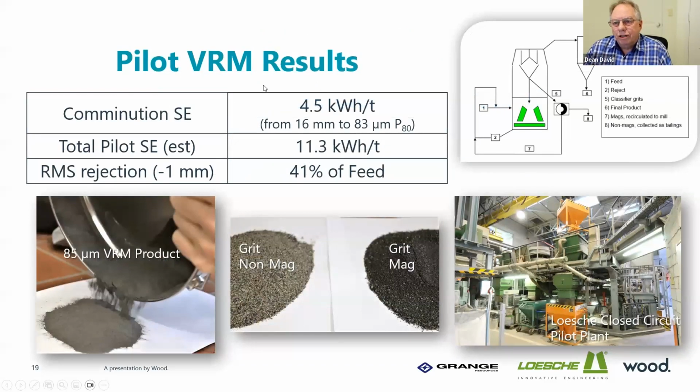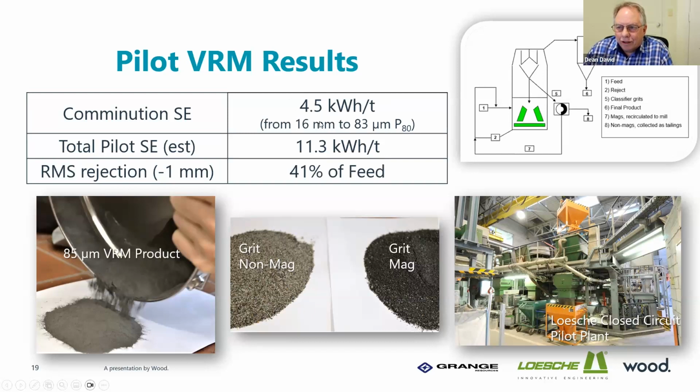So what was the pilot VRM like? The comminution specific energy, remember we had nearly 20 kilowatt hours per tonne for the AG circuit. The comminution specific energy for this circuit was only 4.5 kilowatt hours per tonne, which is pretty spectacular. And that's from 16mm to 83 microns as we achieved in the test. And that could be controlled very quickly by their automatic systems, which are controlling this closed circuit pilot plant.